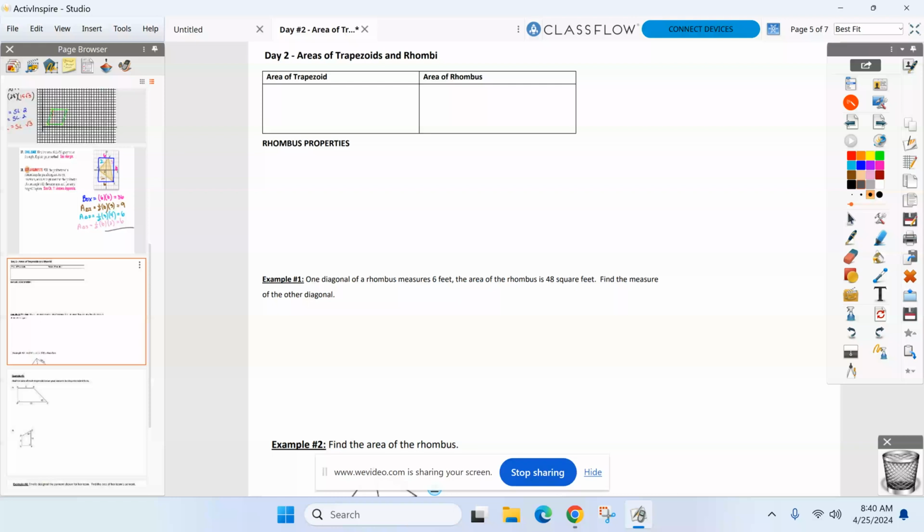Okay? To go back to yesterday in your packet. Trapezoid formula, 1/2 the height. We're going to take half the height. And what are we going to do after we take half the height? We're going to multiply that by the two bases. Remember, we called those B1 and B2 added together. Okay. And those are the parallel sides. The two bases are the sides that are parallel in the trapezoid.